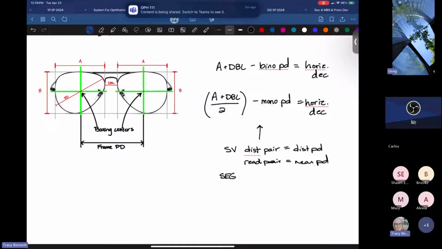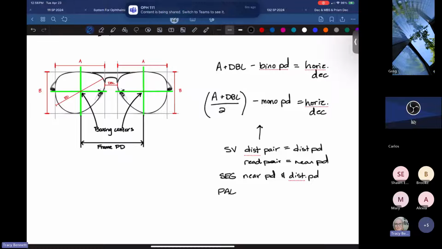What PD do we use for segments? The distance or the near? Or both? Near. Yeah, we kind of use both distance and near. The lens is laid out based off of the near. So really the near PD is what we need for our decentration purposes. But you could also take that distance PD as well.